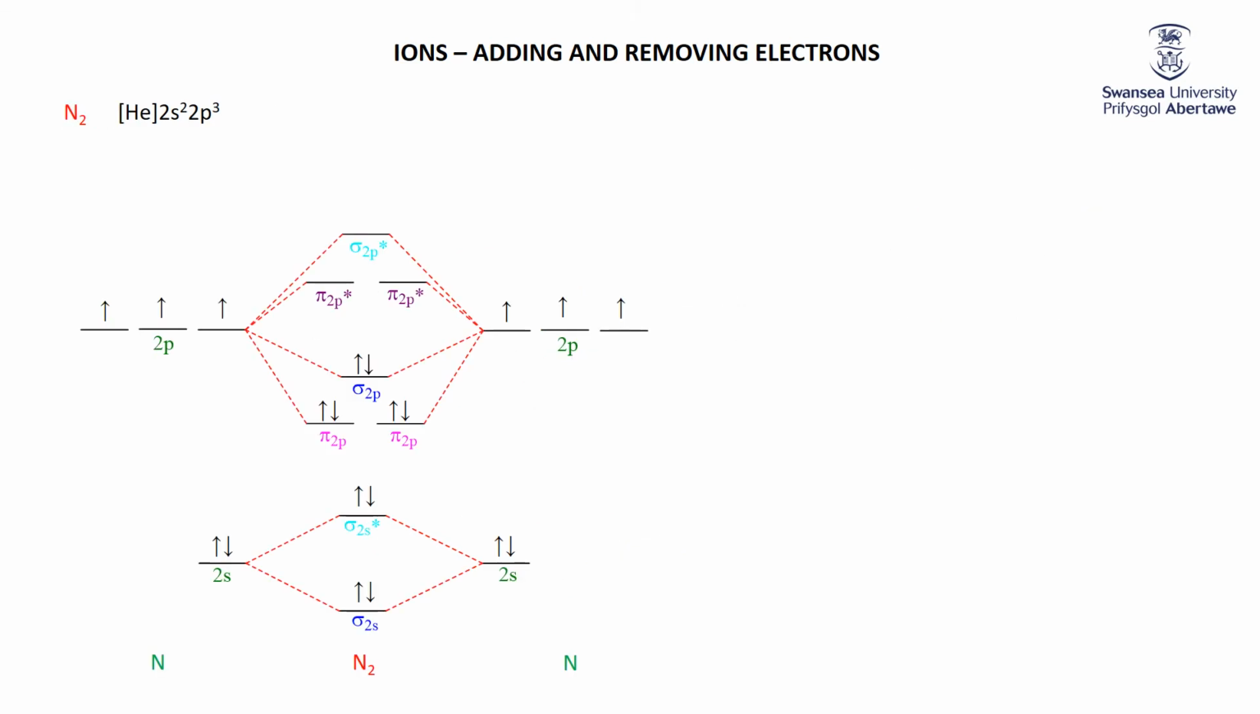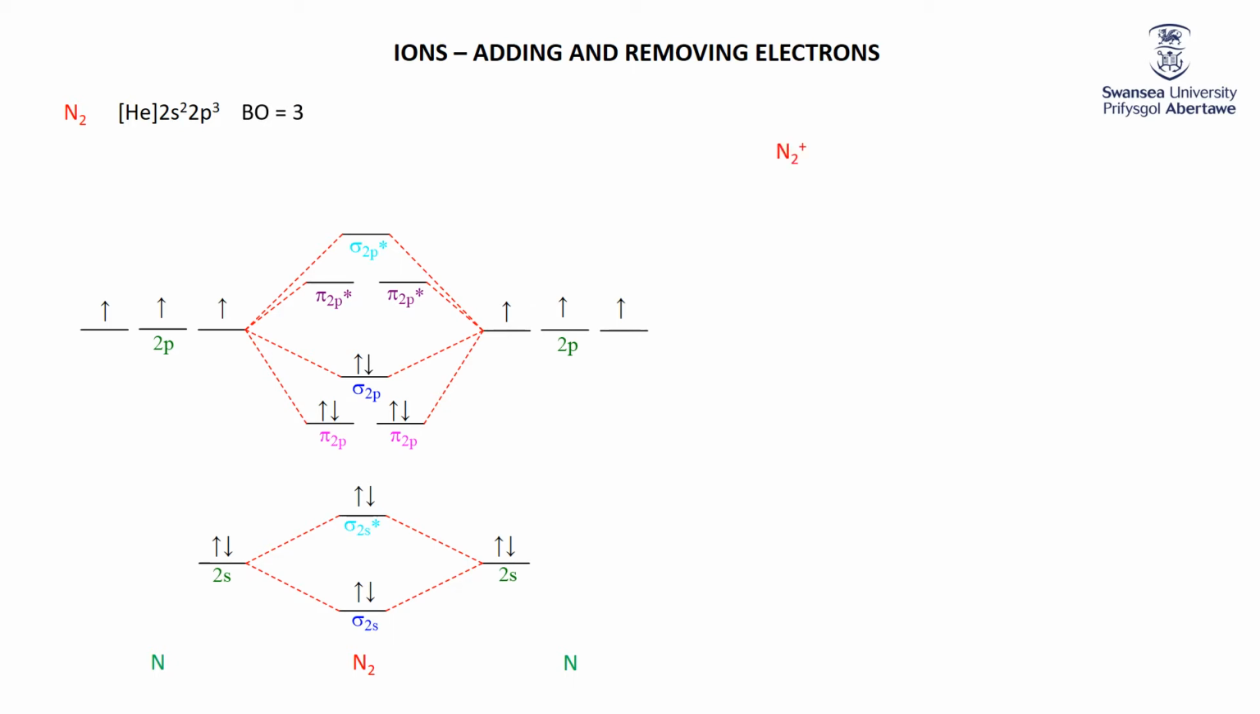Now let's think about N2. Here's the electron configuration of N2, 2s2, 2p3. Here's the MO diagram of N2. And of course, if you count up the bonding, 2, 4, 6, 8, minus the anti-bonding, 2. So 8 minus 2 is 6, divided by 2 is 3. Bond order of 3 in N2, exactly as we would expect.